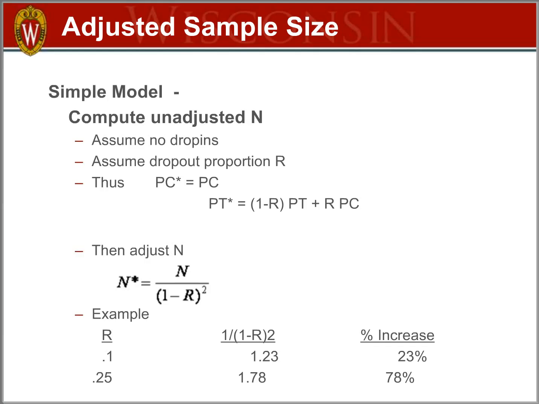You must build it into the design. If you don't build it into the design up front, if you have non-compliance at a higher rate in your conduct than expected, you will be stuck with a trial with decreased power, and there's no fix at that point.